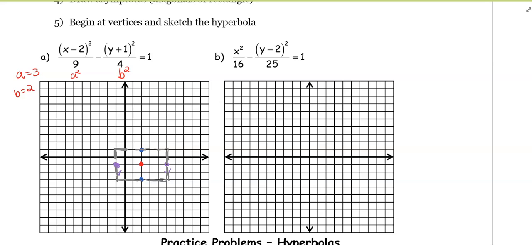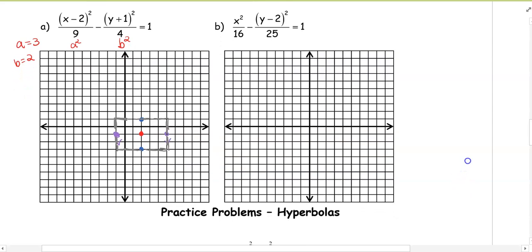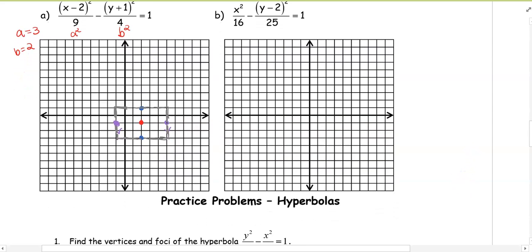Okay? And so I have my vertices, I plotted the points, you guys can tell, but what I don't have are the focal points. So I need to think about that Pythagorean relationship. The Pythagorean relationship, c squared equals a squared plus b squared, right? So c squared equals 9 plus 4. So c is approximately the square root of 13.